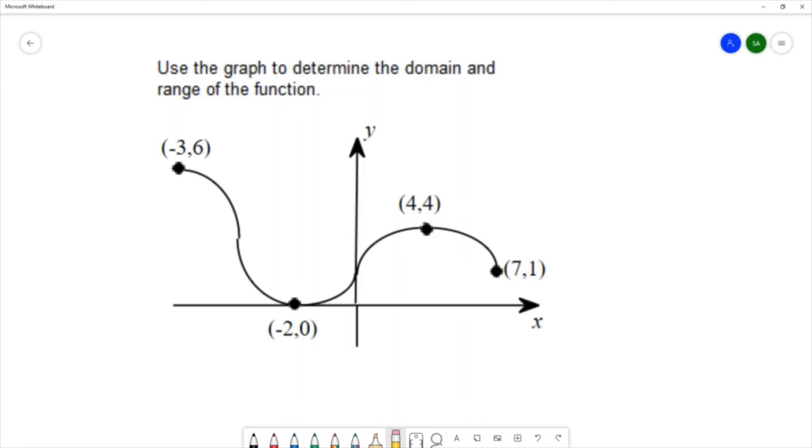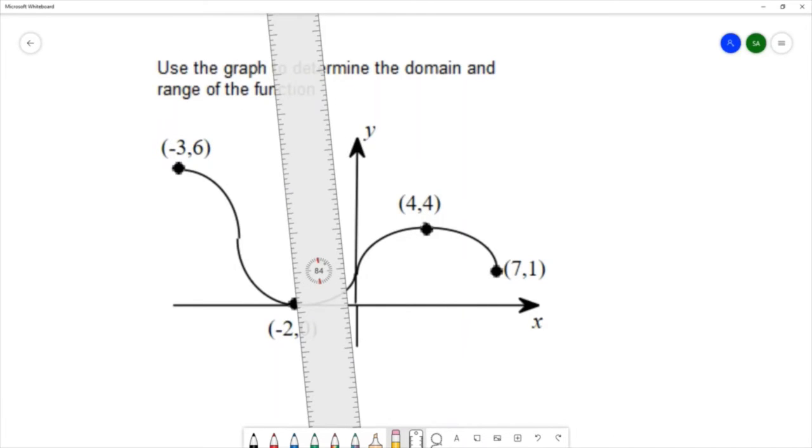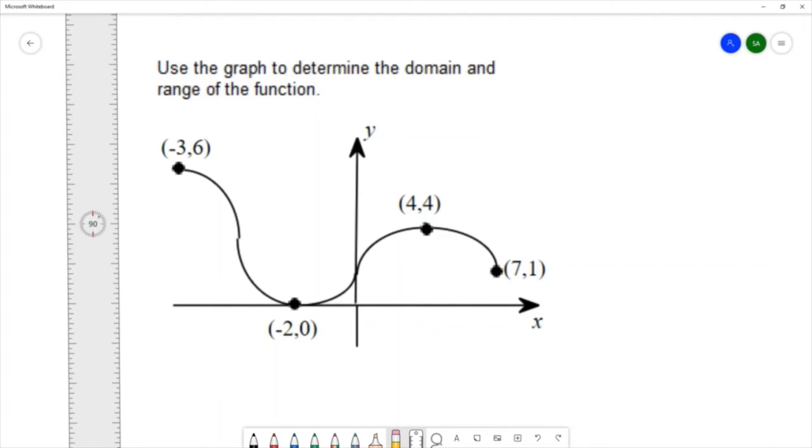And this question says, use the graph to determine the domain and range of the function. So when I'm finding domain and range from a graph, I like to use a pencil or a ruler to help guide me. So what I do is, first I'm finding domain, and we're going to write our domain in interval notation.